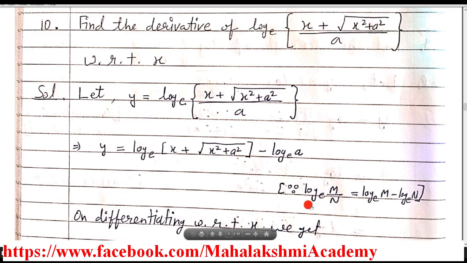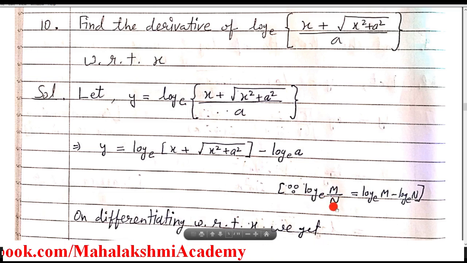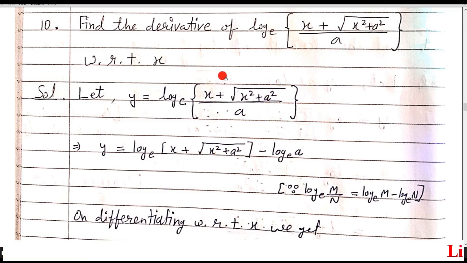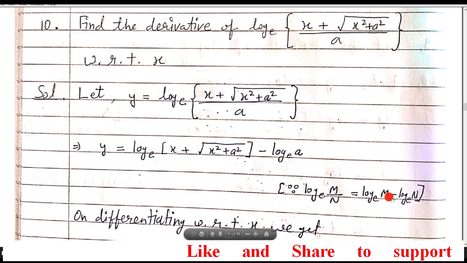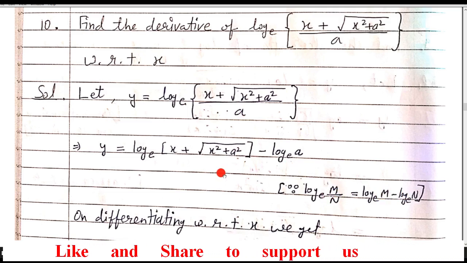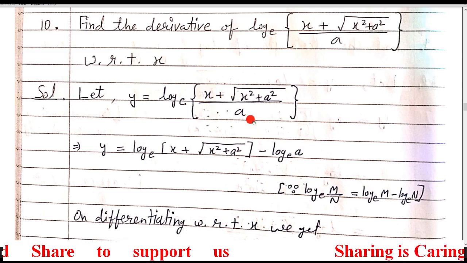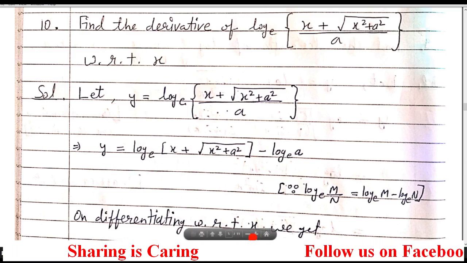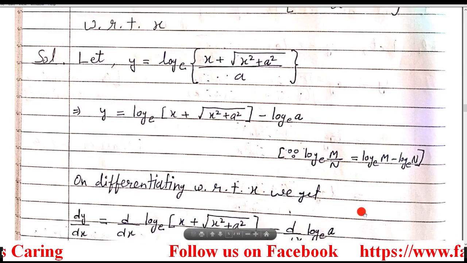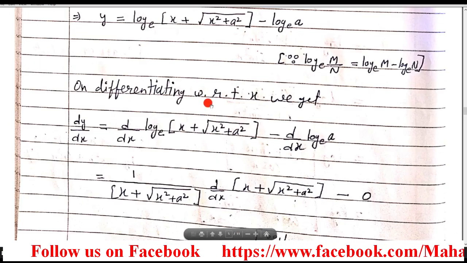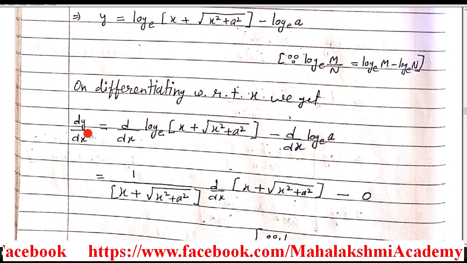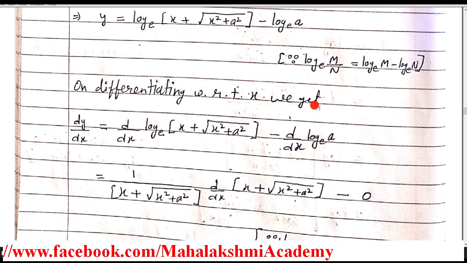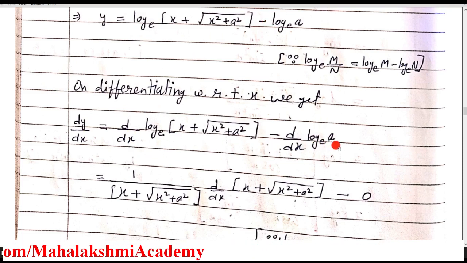For that we are going to use the formula log m upon n is log m minus log n. Here this complete term will behave as m and this a will behave as n. So log m upon n is log m minus log n. That's why y equals log of (x plus root x square plus a square) minus log a. Now we'll differentiate it with respect to x. The symbol of derivative will come with y also and with this term and with this term. So now we will start the differentiation.